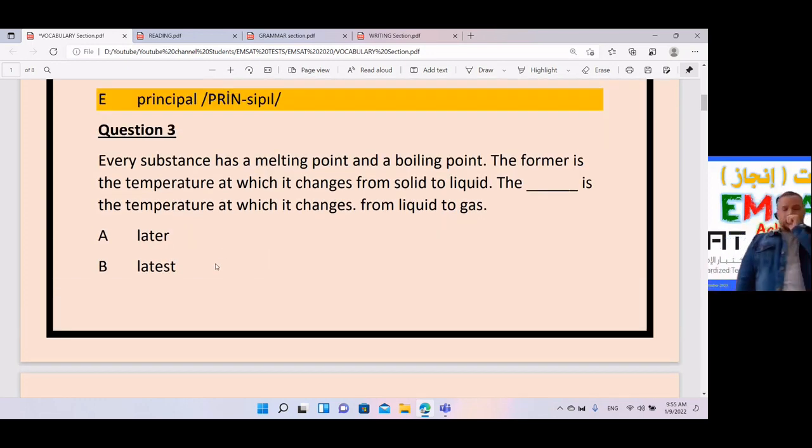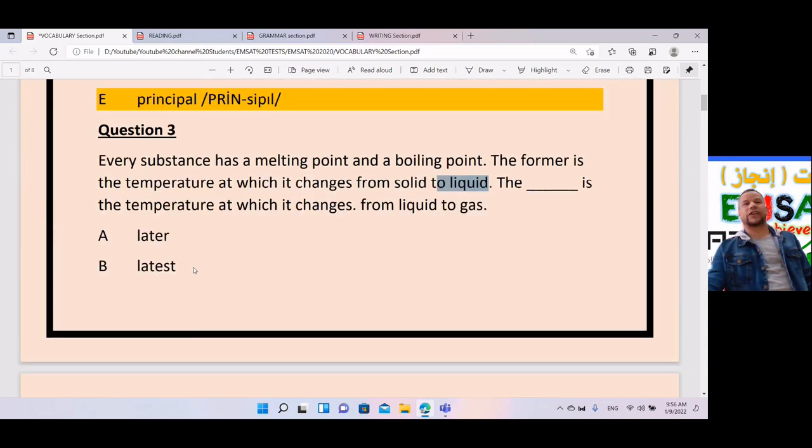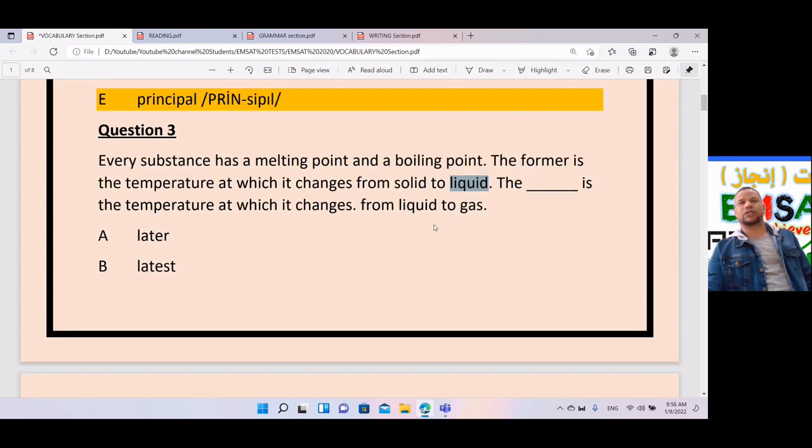Let's go to question 3. Every substance has a melting point and a boiling point. Chemical question. The former is the temperature at which it changes from solid to liquid. The blank is the temperature at which it changes from liquid to gas. Look at this word here, liquid, and to gas. And here, liquid again. So a repeated word, then another new word: solid to liquid, and now liquid to gas. So the best word is the latter, not the later. The latter means the last one, I mean from solid to liquid, the last one, liquid. So the latter, I mean liquid to gas.